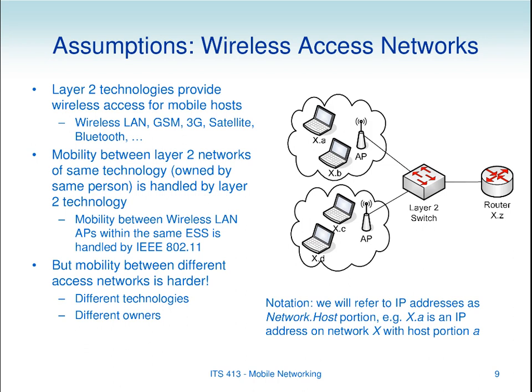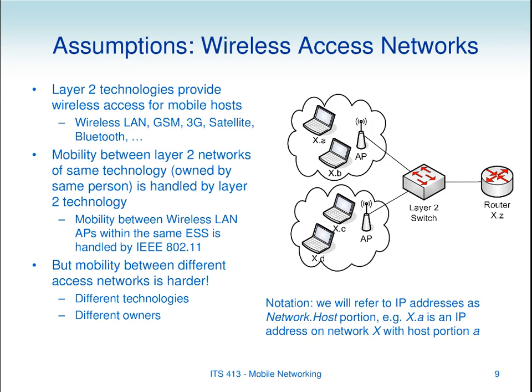Within SIT, we can think of this as one access network. If this host X.A is associated with this access point, it has wireless access here, and then via the wired LAN out to the router, and then out to the internet. As the host moves, it may move outside the coverage of the first access point, and hopefully inside the coverage of another access point, reassociate with that other access point, and continue receiving data via the router via this second access point. So that's what we'd call mobility of a host inside one subnet. So for our example, inside SIT, we can be mobile switching between wireless LAN access points.